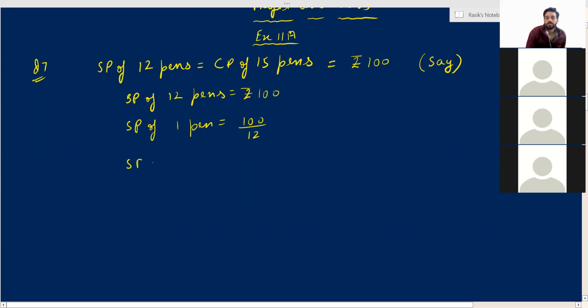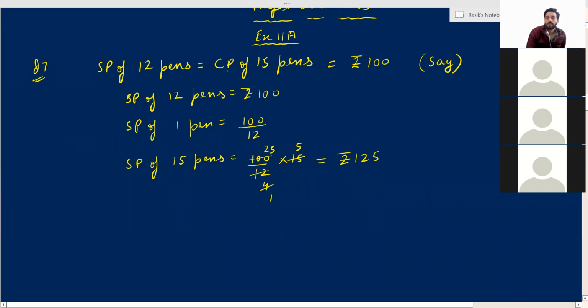And why are we doing this? Because we want to find the SP of 15 pens. SP of 15 pens, 100 upon 12 into 15. When you simplify, divide by 3, right? 3 into 12 gives 4, and into 100. Here, when you divide 100 by 4, you get 25. So that means rupees 125. This is the selling price of 15 pens.